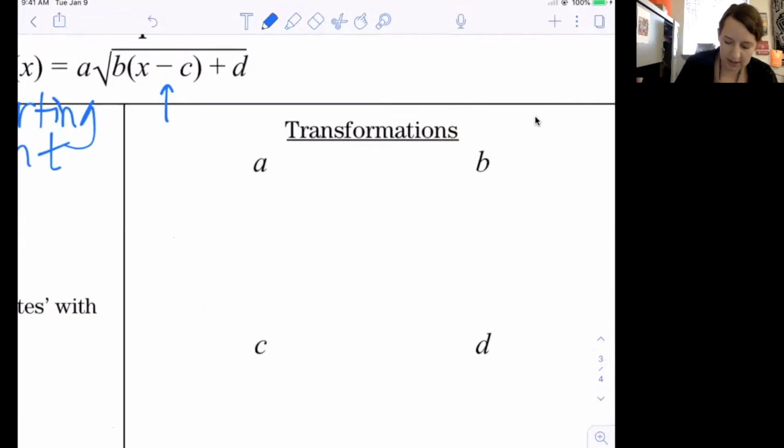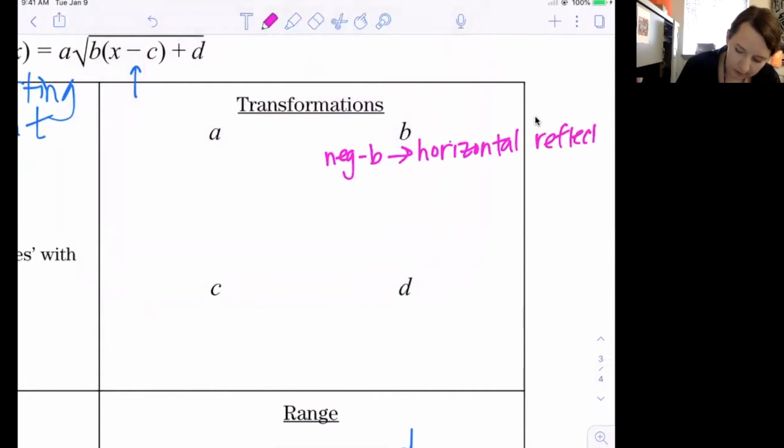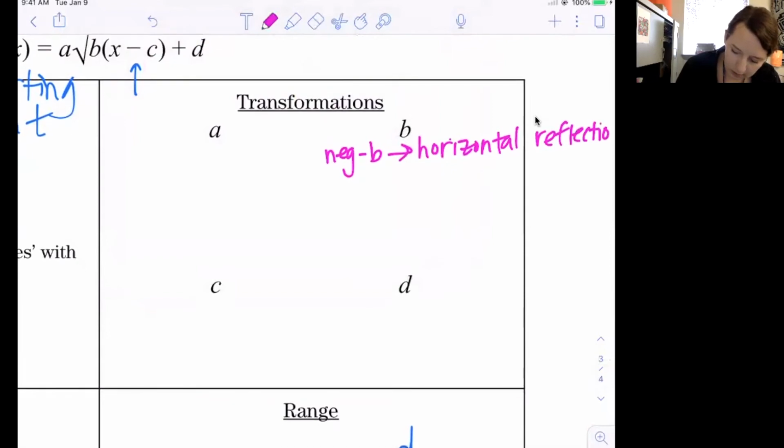Okay, your transformations, like I said, are exactly the same. We have not talked about your B values. So a negative B is going to be a horizontal reflection, or we could say across the y-axis.